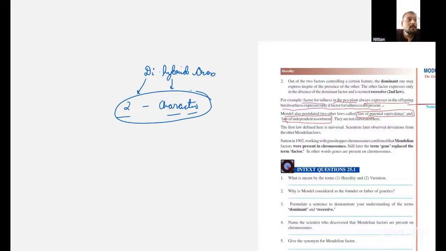So dihybrid cross means when we take two characters. How many characters? When we take two characters, it is called a dihybrid cross. Now, how does a dihybrid cross look? For example, I took two characters of a pea plant.